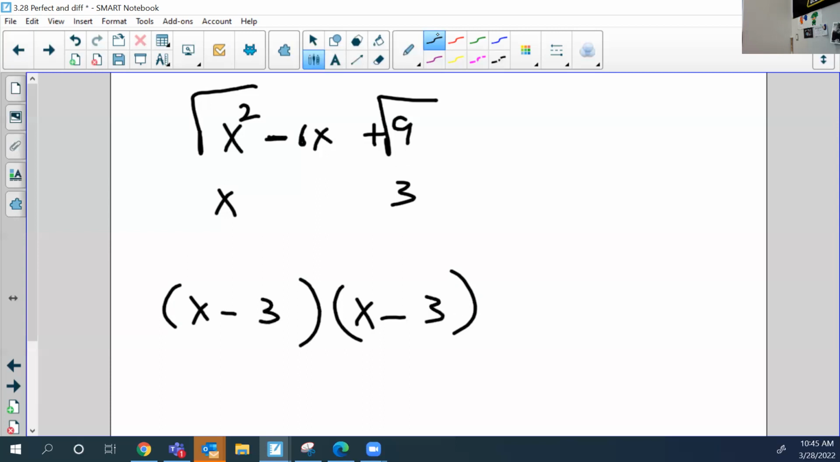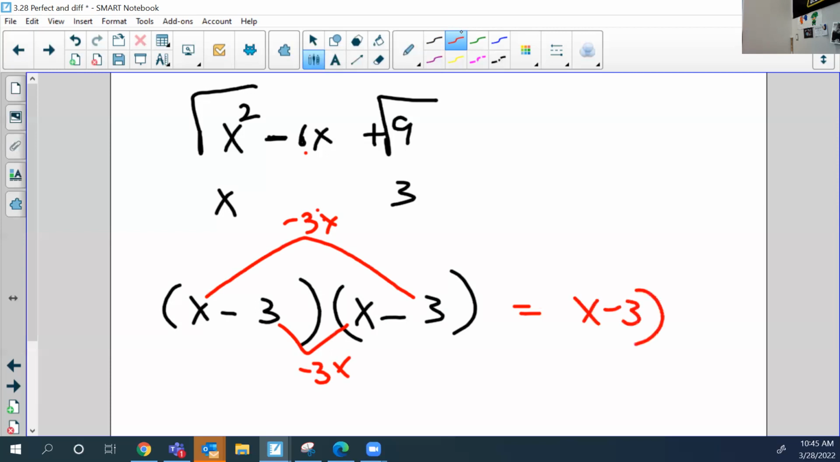Okay, so let's do our checks now. All right. Got to make sure that this is correct. 3 times x is negative 3x. x times negative 3 is negative 3x. When I add these two, I get negative 6x. Yes, so therefore, this is a perfect square trinomial. And so I can write my answer now as x minus 3 squared.